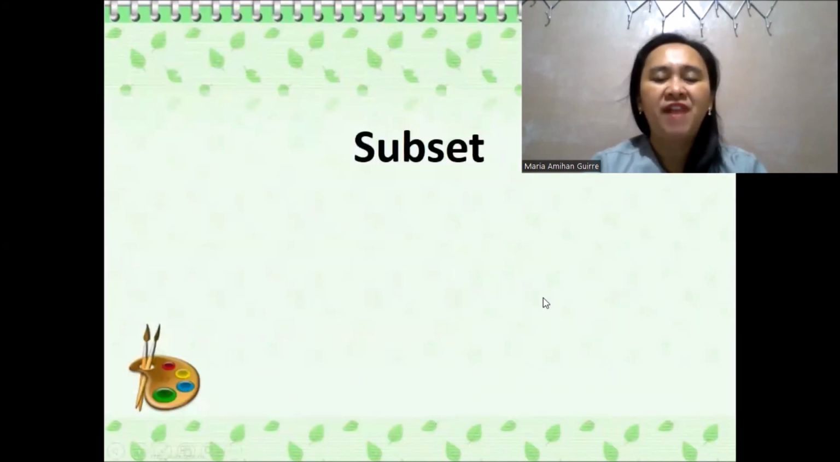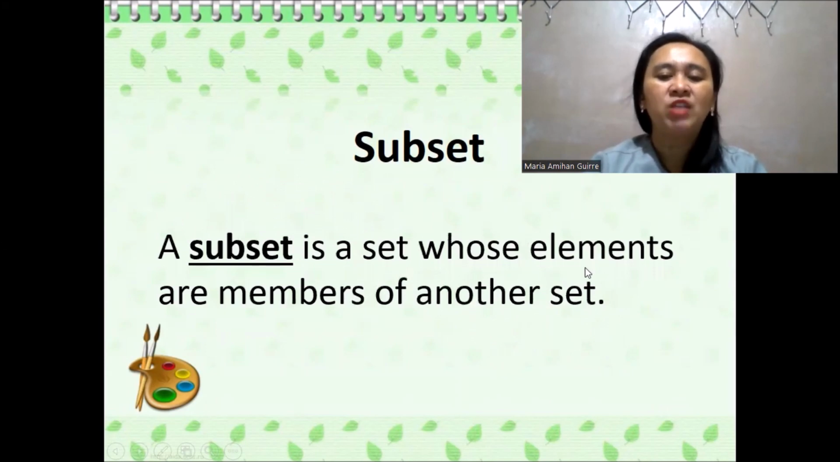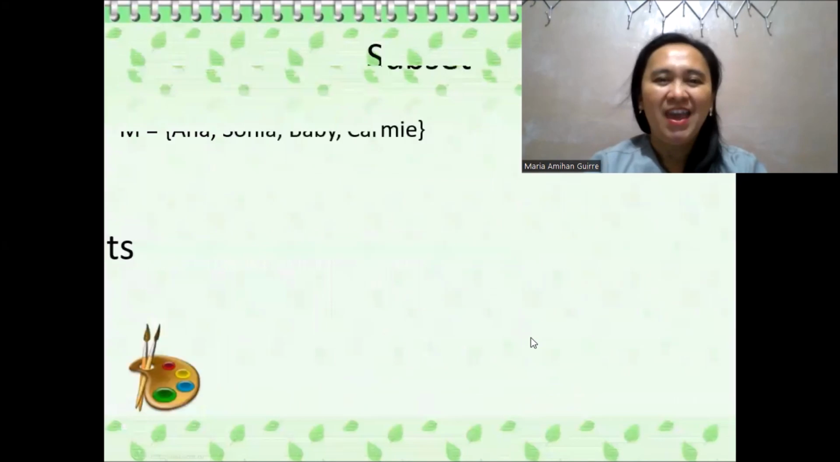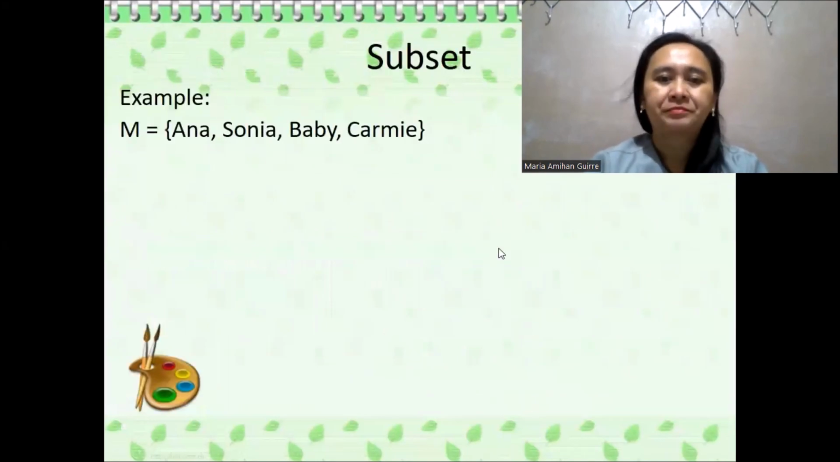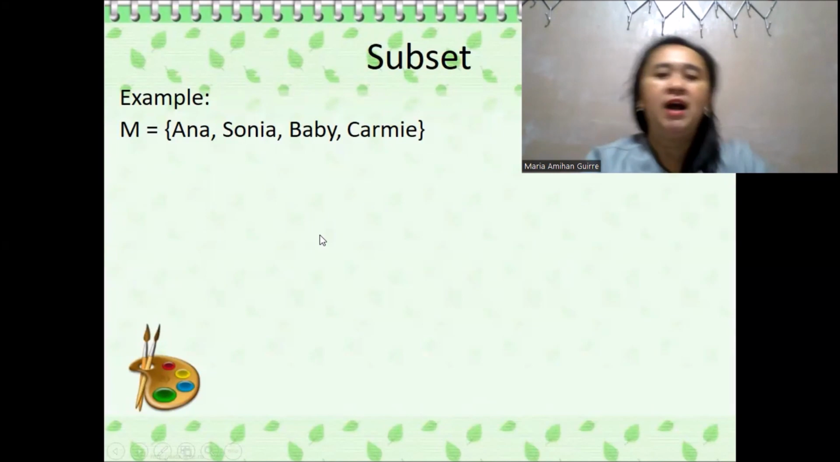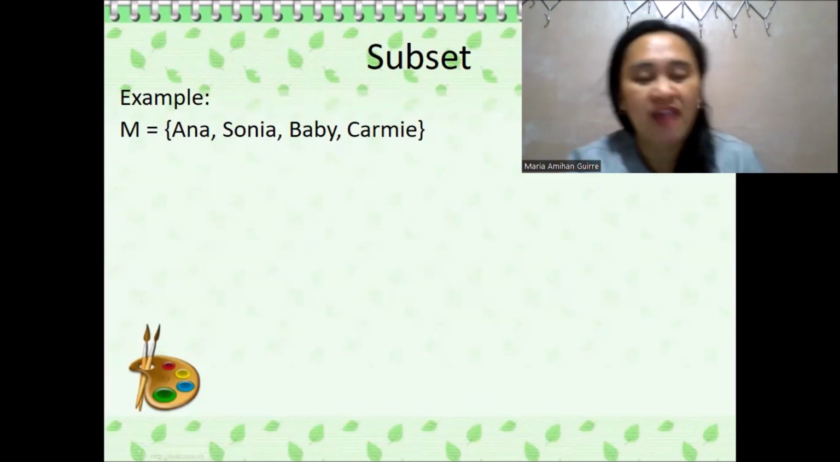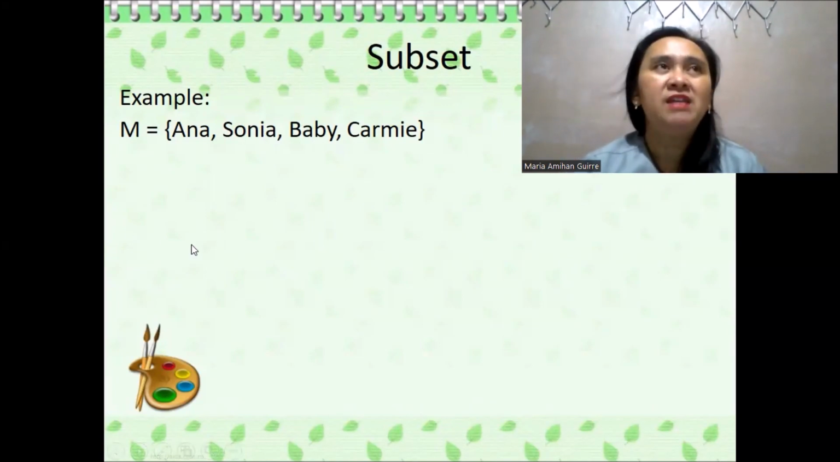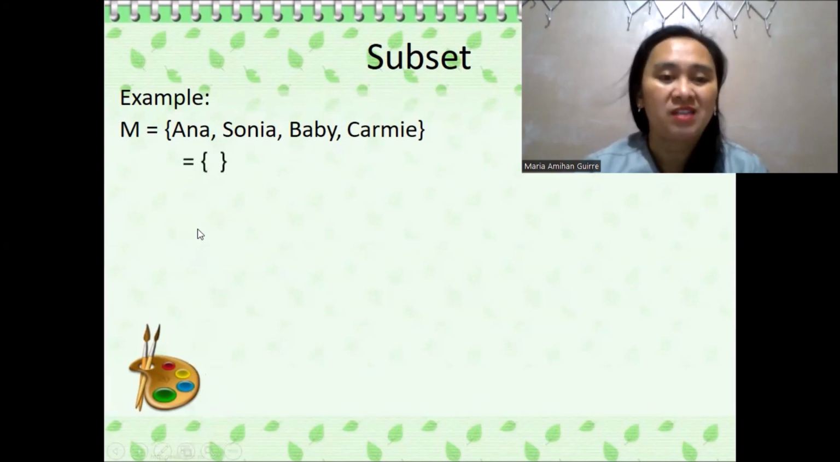Now, let us define what a subset is. A subset is a set whose elements are members of another set. Example, set M has elements Anna, Sonia, Baby, and Carmi. So we have different possible subsets. The first one is an empty set. An empty set is a subset of any set. So this is the empty set.